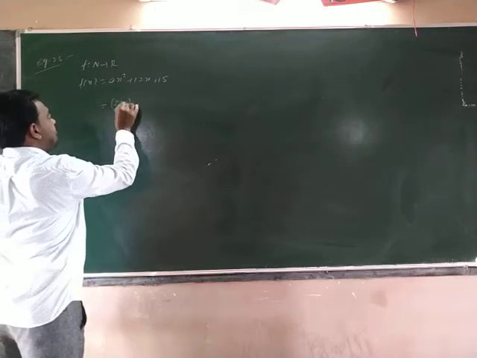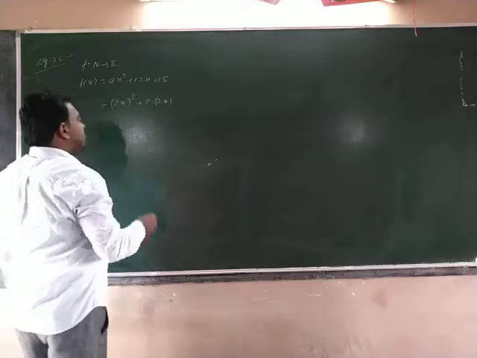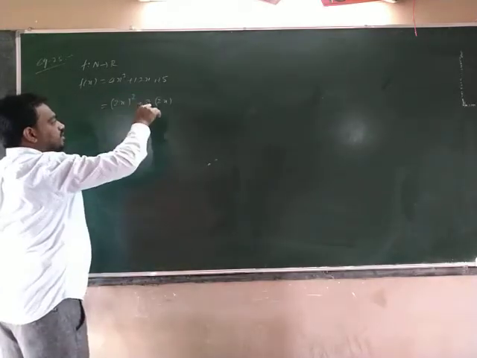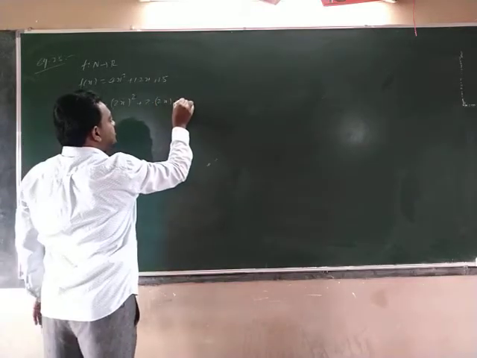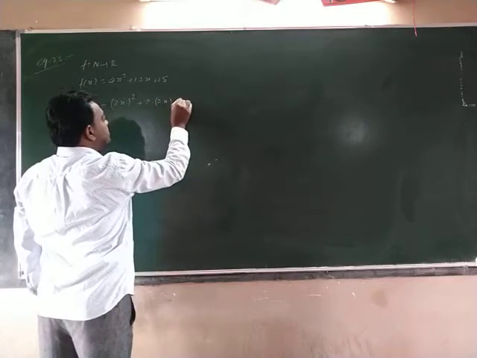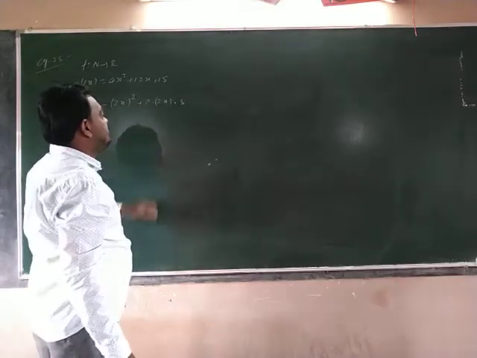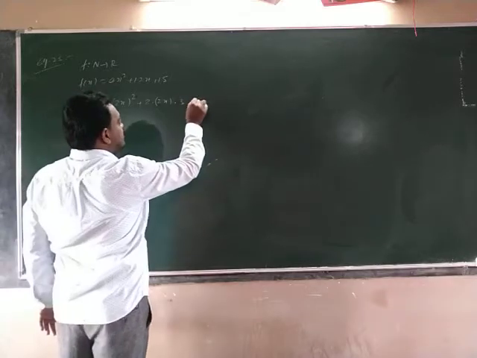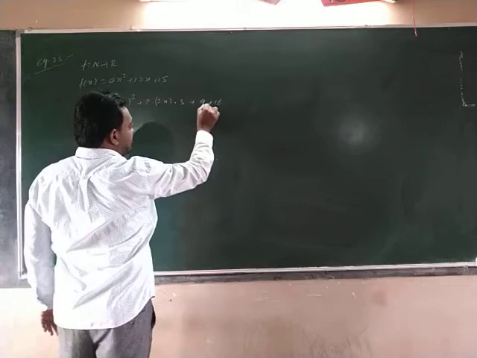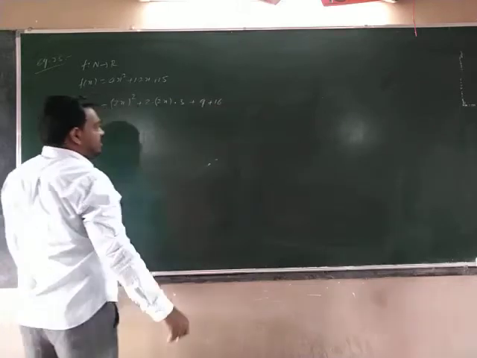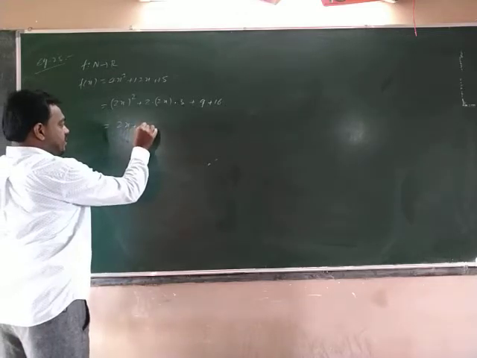2x whole square plus 2 into 2x into 2x whole square is 4x square. 2 into 2x, that is total 4x. Remaining plus into 3 and 10. 2 2s are 4, 4 into 3, 12x. Next 3 square is equal to 9. That means this 15 I split as 9 and 6. Now this is equal to 2x plus 3 whole square.